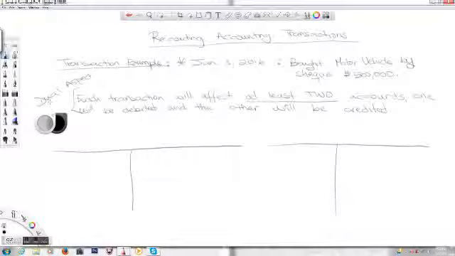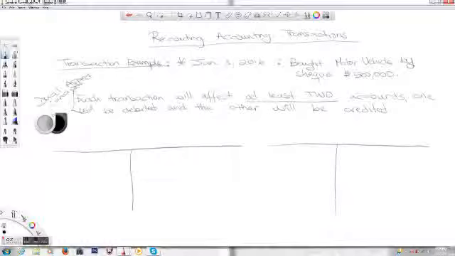which you learned about in the standards video. And according to this concept, every transaction will affect at least 2 accounts. One will be debited and the other will be credited. It says at least 2, because some will affect more than 2. But for right now, this transaction is only affecting 2. So every transaction will affect at least 2 accounts. One will be debited and the other will be credited.